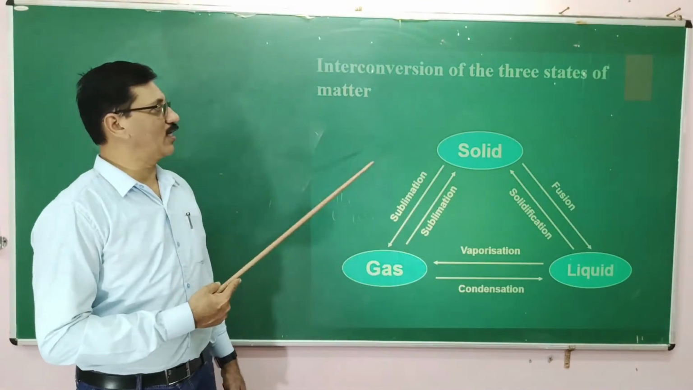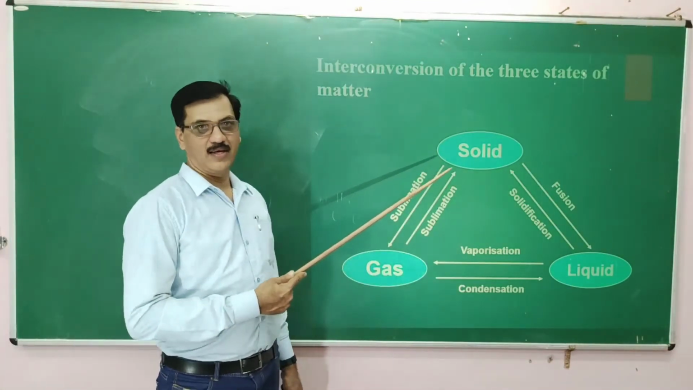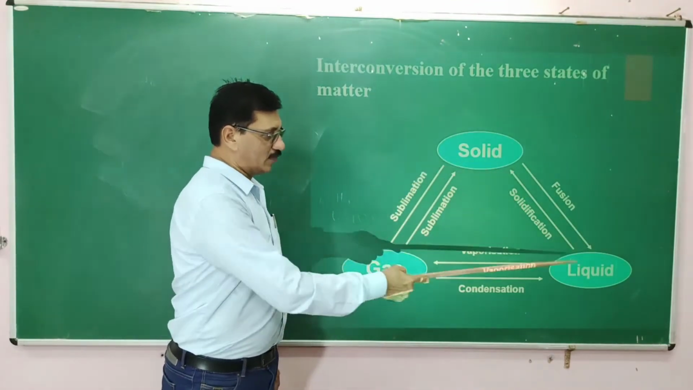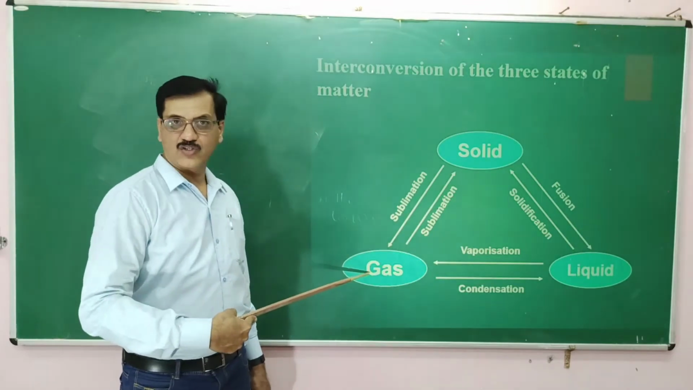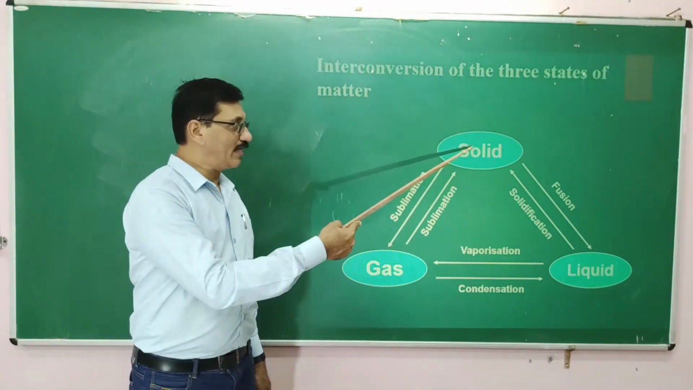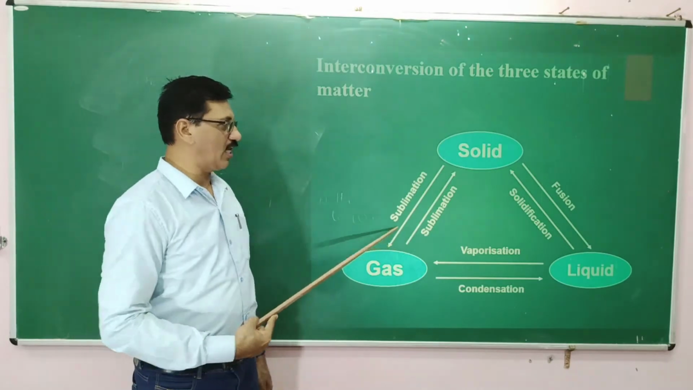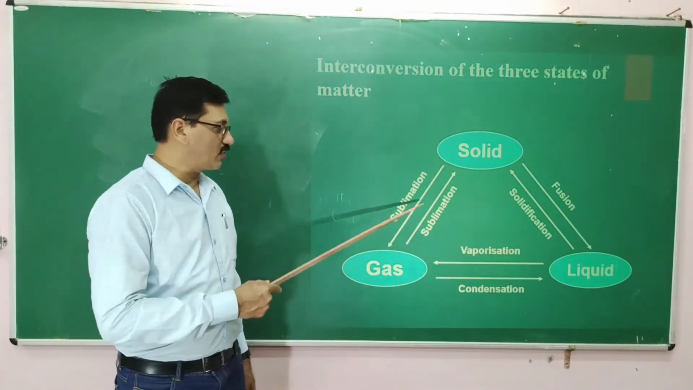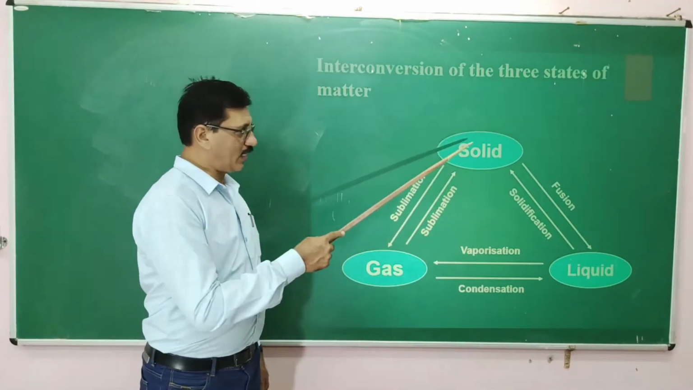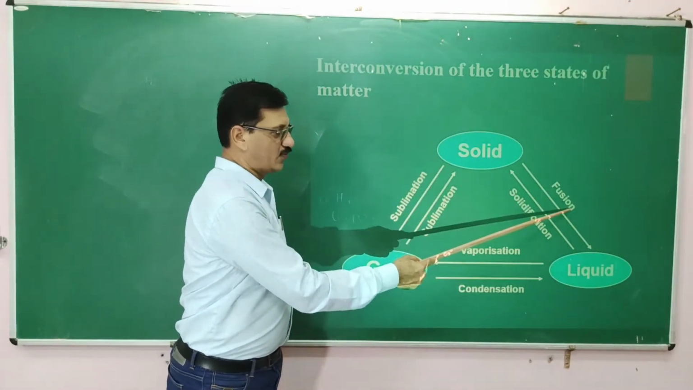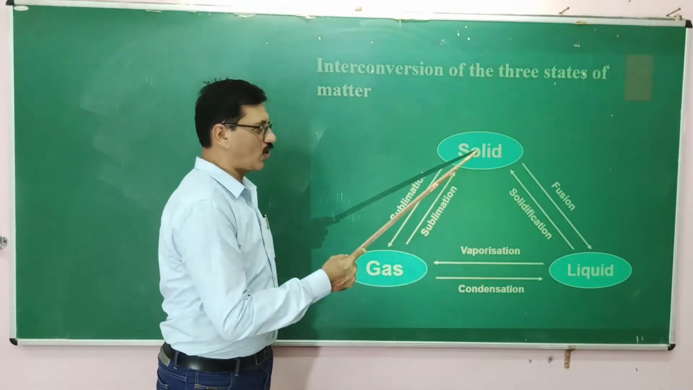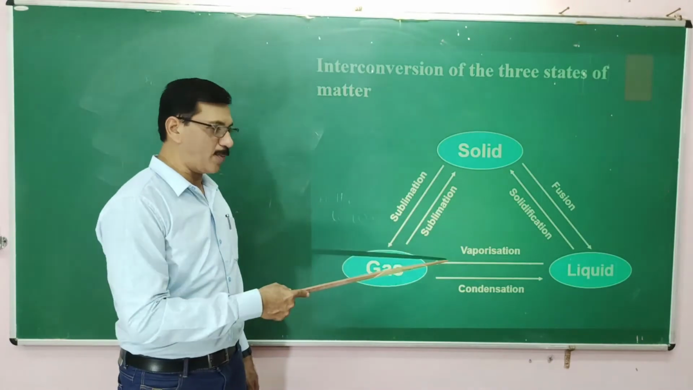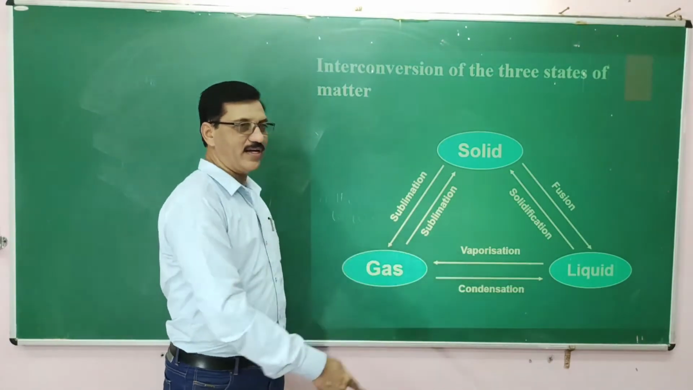Now, is it possible to convert the three states? Yes, by the application of heat and by cooling. The solid can be converted into liquid, and liquid can be converted into gas. Also, solid can be directly converted into gas and gas can be directly converted into solid without undergoing the liquid state, and this is called sublimation. The conversion of solid into liquid is fusion and liquid into solid is solidification. Conversion of liquid into gas is vaporization and gas to liquid is condensation.